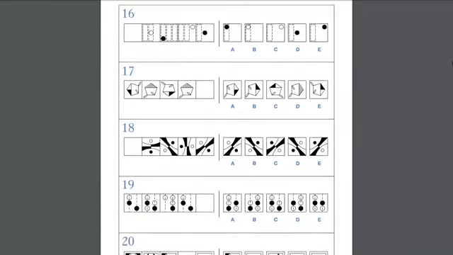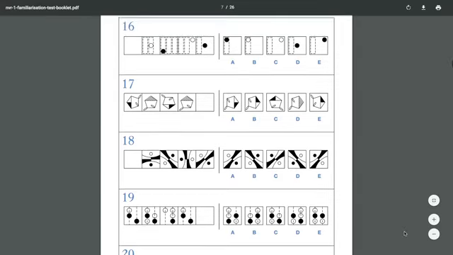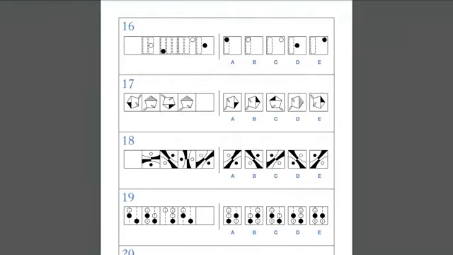Try doing 16, 17, 18, 19 now. You can see it now. Sorry, try doing it now.